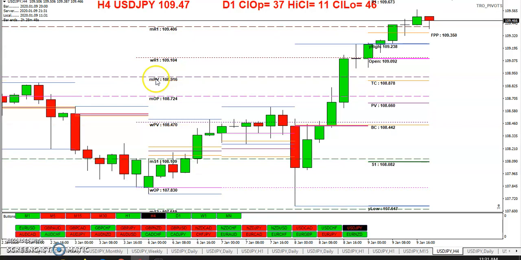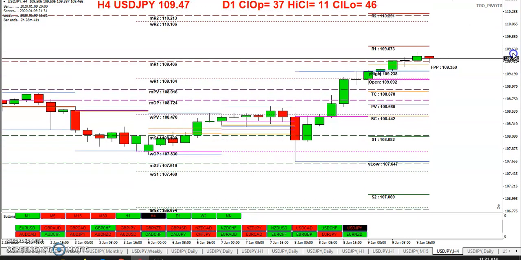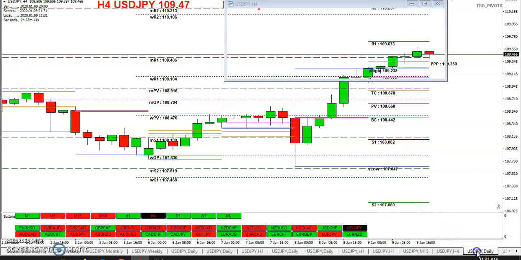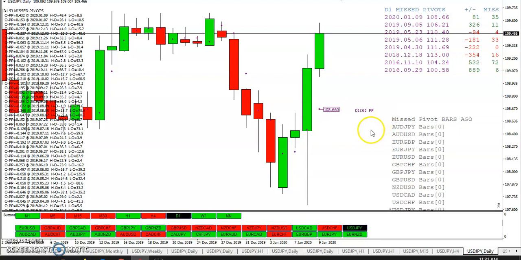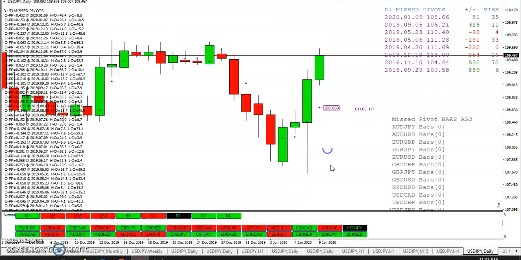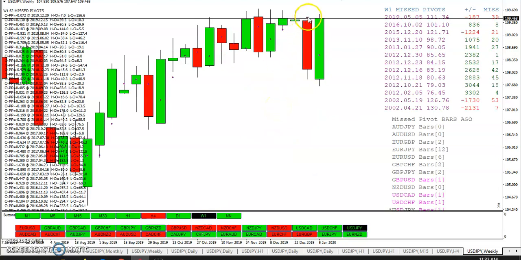We are through the monthly pivot. We are now right around the monthly R1. Missed pivots. As you can see, we've taken out that missed pivot here. So we took out the November missed pivot. We took out the December missed pivot. So you can see these missed pivots here on this side. But now we have a new missed pivot right here. And just for the week, we took out that missed pivot.